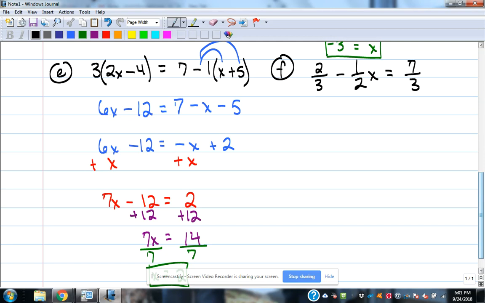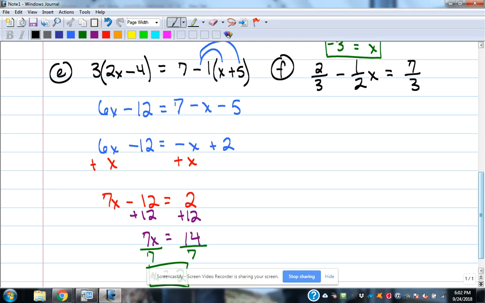6. Is that the only number? No. There are other numbers that 2 and 3 both go into. 12, 18. Those are, but 6 is a good one. It's the smallest one. So that's the one I want to use. So what I can do is multiply every piece by 6 so that I only have to work with the fractions this one time, and then I get rid of them.